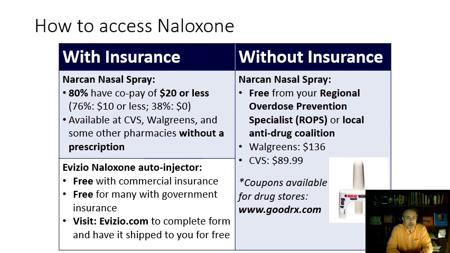The Evzio naloxone auto injector used to be free with commercial insurance, but remember, that's been removed from the market. And if you don't have insurance, the Narcan nasal spray is absolutely free, no cost, from your regional overdose prevention specialist or local anti-drug coalition. Average cash prices at Walgreens are around $136, CVS around $90, and coupons are available for drugstores at goodrx.com.